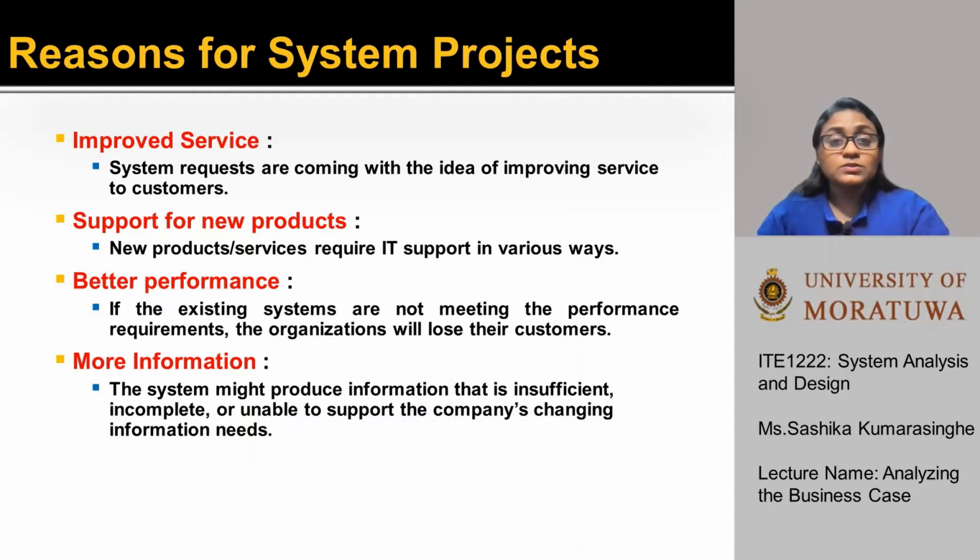The fourth one is more information. The system might produce information that is insufficient, incomplete, or unable to support the company's changing information needs. For example, a system that tracks customer orders might not be capable of analyzing and predicting marketing trends.